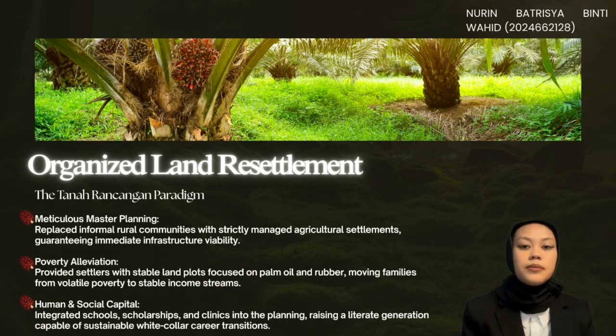Rather than letting rural migration happen at random, Felda introduced meticulously planned master communities. Each settlement was structured around systematic land management led by a dedicated manager and local employees, ensuring both daily life and agricultural operations ran like clockwork. The primary goals here were poverty alleviation and income security. By moving landless, low-income families into these planned districts, Felda replaced economic uncertainty with structured palm oil and rubber agriculture, providing immediate and reliable income streams.